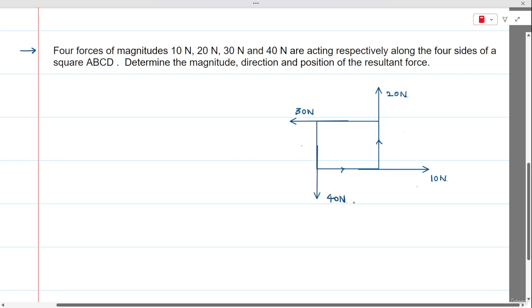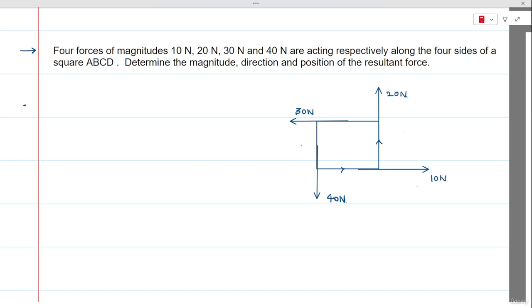So now the forces are either in positive x-axis or negative x-axis, or positive y or negative y. So now the solving becomes easier and we don't have to mention about the angle. So based on the directions of axis, we can directly sum up these forces. Sigma Fx, that is going to imply 10 minus 30 it would be, because these two forces are there in the x direction.